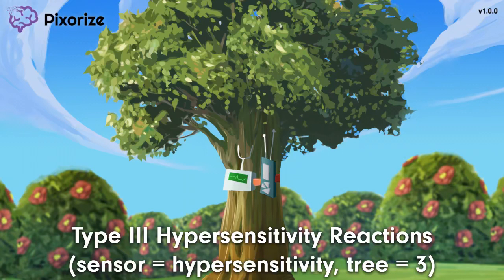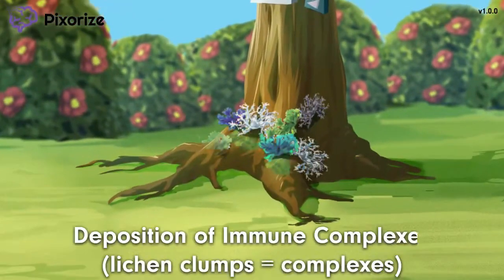Type 3 hypersensitivity is a type of undesired immune response in which the immune system causes unnecessary damage. Let's explore why this happens. See those clumps of lichen growing on the tree trunk? These lichen spores just kind of fly around until they deposit on trees and grow.